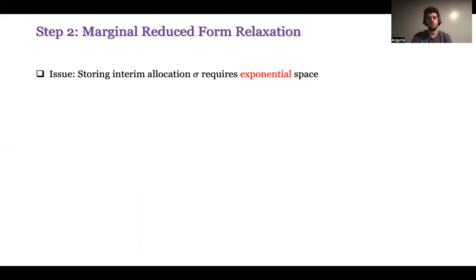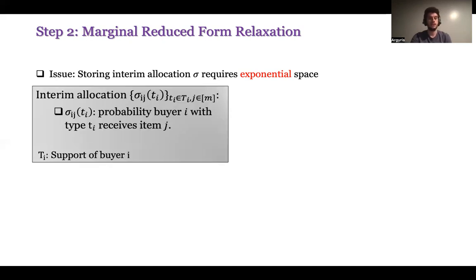The first computational issue of our approach is storing the interim allocation. More specifically, for buyer i, the interim allocation is defined over the support of the buyer i. And the interim allocation of buyer i for item j with type t_i is the probability of buyer i receiving item j with type t_i. Observe that the interim allocation requires space proportional to the product of the support of buyer i for each item, which is exponential in the natural description of the problem.